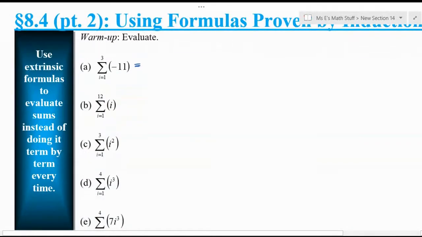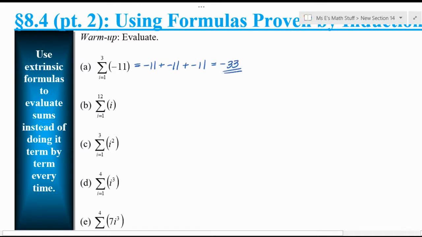So basically, in part A, all the terms are just supposed to constantly be negative 11. So what would the term be when i is 1? Well, it would be negative 11. And then you're supposed to add what you'd get when i is 2. Well, it would still be negative 11. And when i is 3, yep, you'd still get negative 11. So I'm hoping that you summed these up to be negative 33.